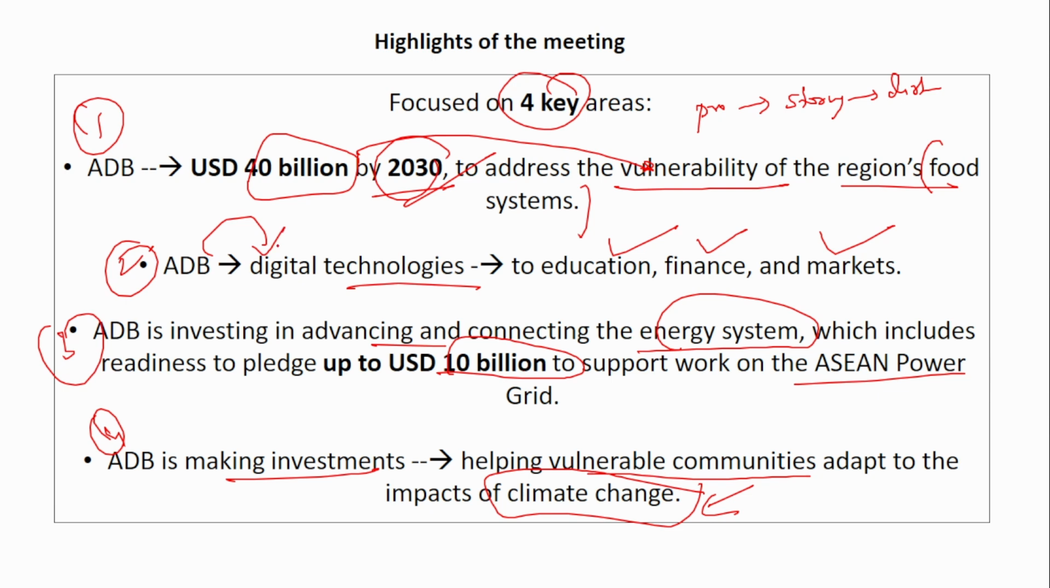So these are the 4 focus areas. I'll tell you once again. First one is protecting the food system. ADB has promised around 40 billion by 2030. Next, investing in digital technology. Next, ADB has promised up to 10 billion to work on the Asian power grid. Next is investment to help vulnerable communities adapt to the impacts of climate change. So these are the 4 key areas.